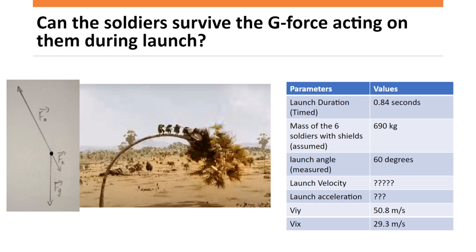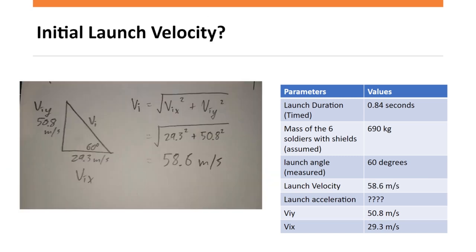So, question 2. Before actually launching, can the soldiers survive the G-force acting on them during launch? We have some values from our assumptions and what we calculated before, but still, some values will have to be found through calculations. The initial velocity is found from the initial velocity in the x-axis and initial velocity in the y-axis using the Pythagorean theorem, and you get 58.6 meters per second.